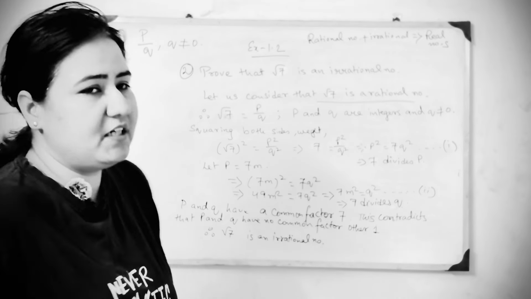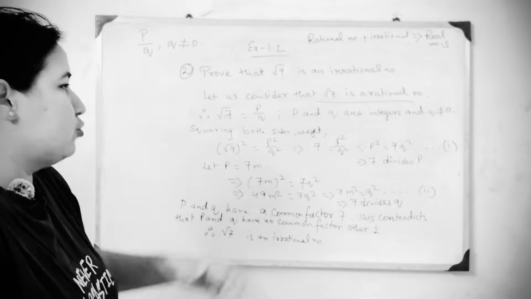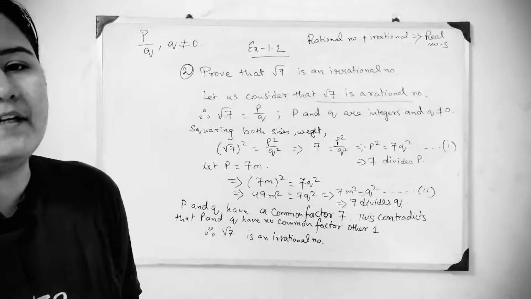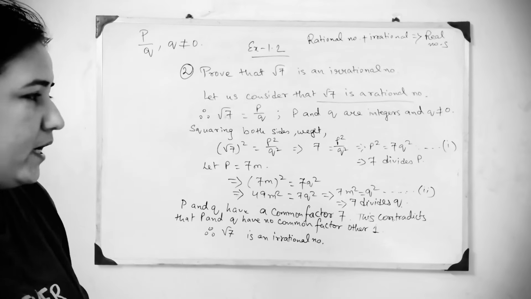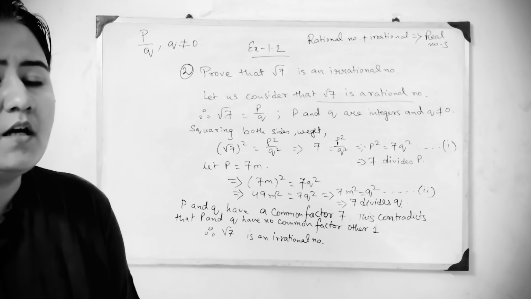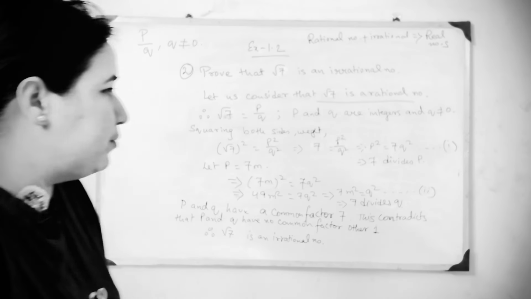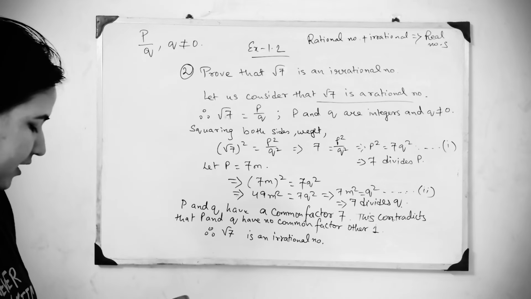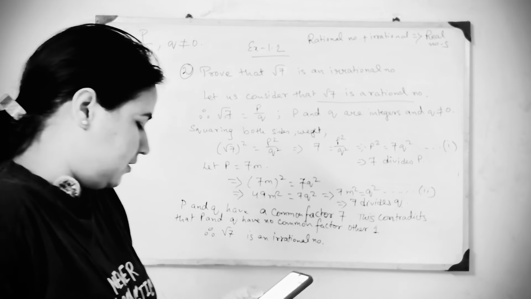I hope this is clear. Now like this, root over 5, root over 7, so in the same way they might give you root over 6. We are going to discuss that further in the next sums. I hope this is clear. So I'll erase. Let me check the next sum if it is worth the discussion.